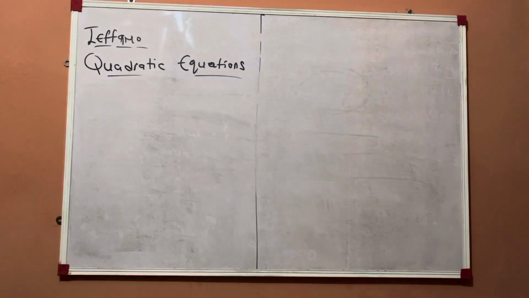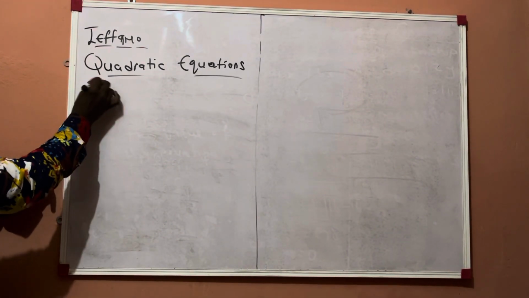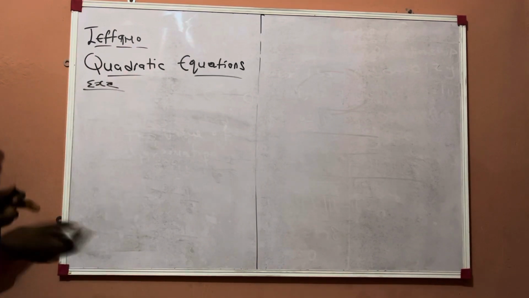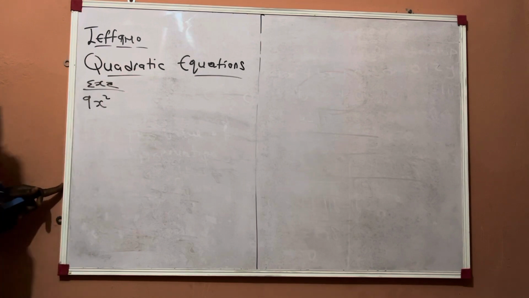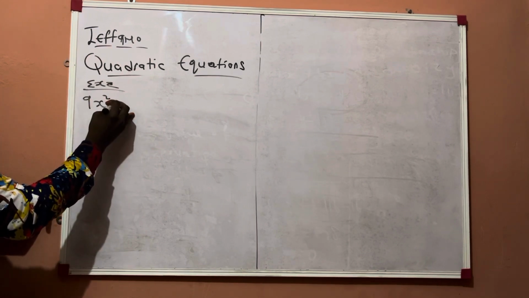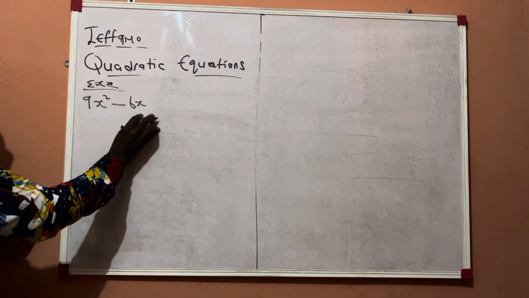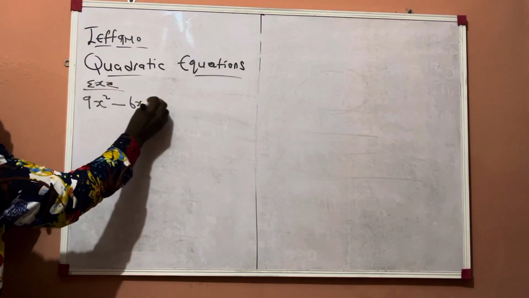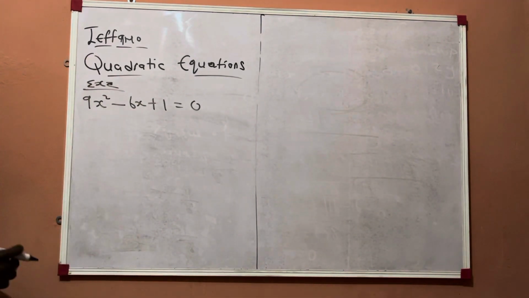Okay, now imagine we have this. We should find the value of x in this example number 2. Imagine we have 9x squared minus 6x plus 1 equal to 0. Let's see this now. We should find the values of x here too.